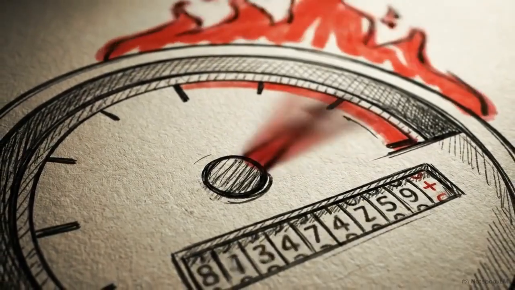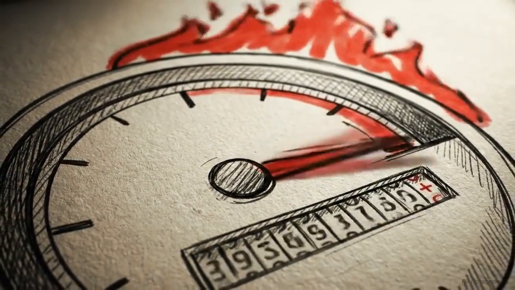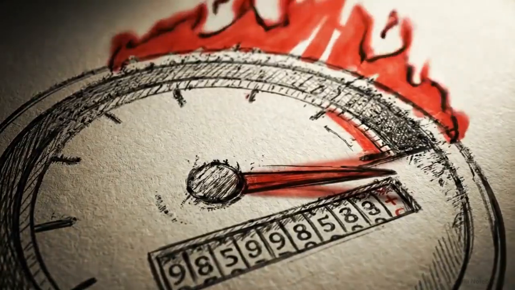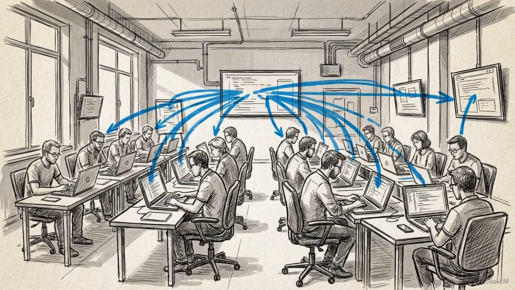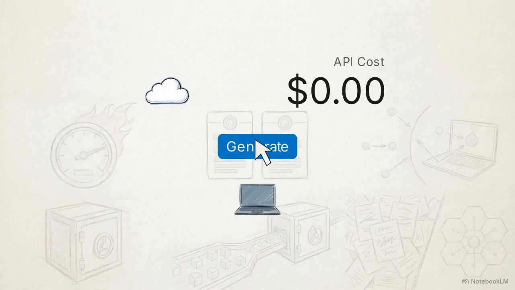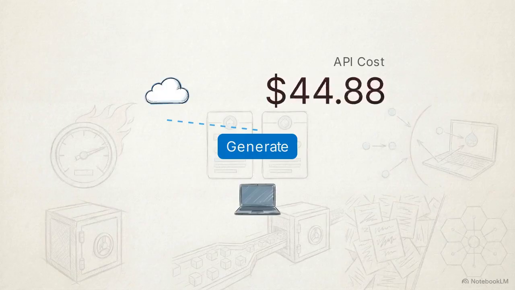Look at this meter. This is what happens to your budget when you run a live AI workshop without a safety net. Put 15 developers in a room for a 2-hour Drupal AI training session, and every time someone hits generate, an API call fires. You can easily spend hundreds of dollars before anyone even notices.